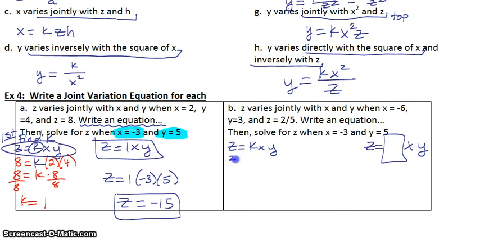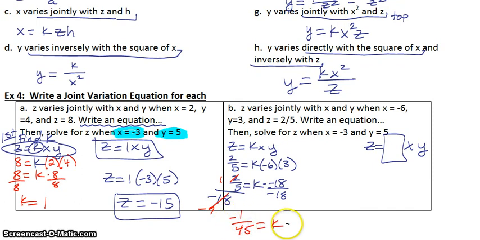So z is 2/5, x is -6, y is 3. All right. -6 times 3 is -18. And then I'm going to divide off the -18. So really what's happening is I end up with -1/45 for k. Alright, so there is my equation. That's a negative sign. It's just going into my fraction bar.